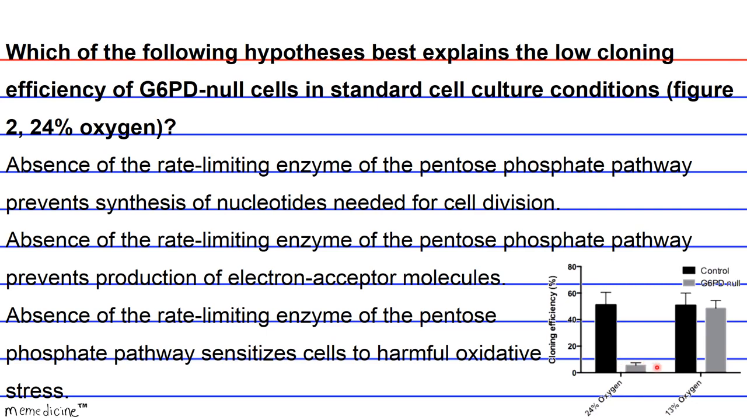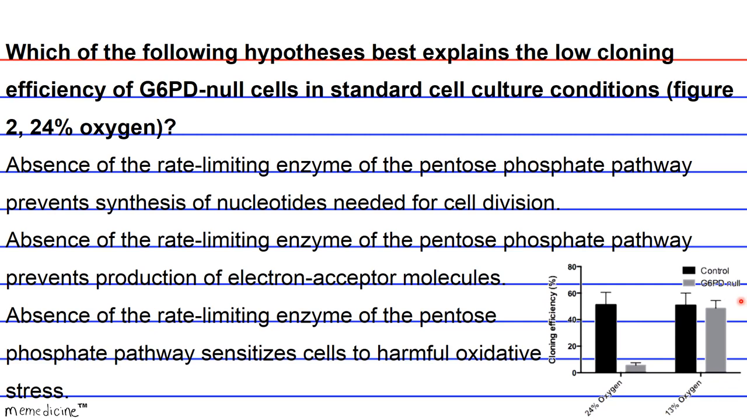Okay, so a 5.7% cloning efficiency in 24% oxygen suggests that G6PD null cells are at a survival disadvantage compared to the control cells with functional G6PD, okay? So if disruption of nucleotide or lipid synthesis was causing the survival disadvantage for G6PD null cells, one would not expect a decreased oxygen concentration to improve cloning efficiency, okay?